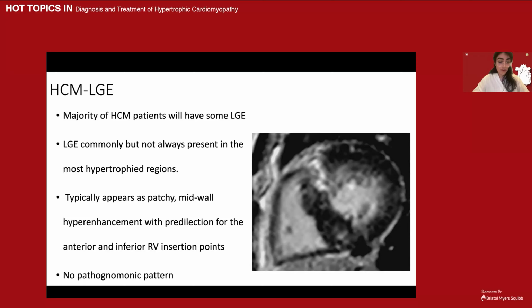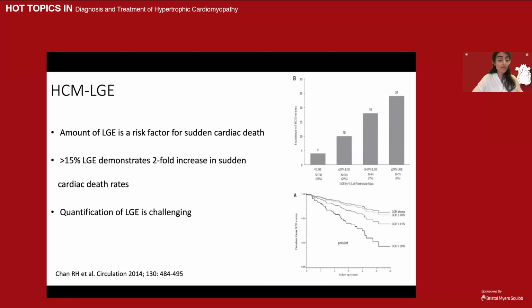But over the last decade, we've learned that the amount of fibrosis may be just as important as its presence. And this has been incorporated in multiple sudden cardiac death risk calculators. So we now know that a fibrosis burden greater than 15% is the number to look out for when it comes to increasing sudden cardiac death, with some studies demonstrating up to a 2-fold increase in sudden cardiac death. And this has led many clinicians to incorporate fibrosis burden into discussions regarding ICD implantation, especially when traditional risk factors alone do not provide a clear answer for the patient.